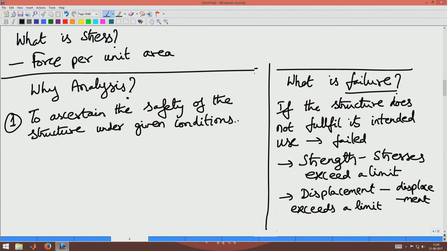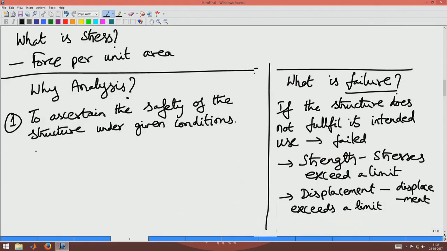Okay. When I say safety of the structure, it means I do not want the structure to fail. So, there are two criteria here. One is strength and the other one is displacement.